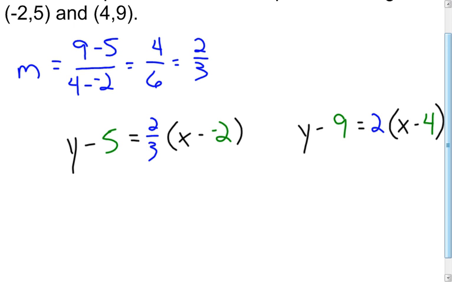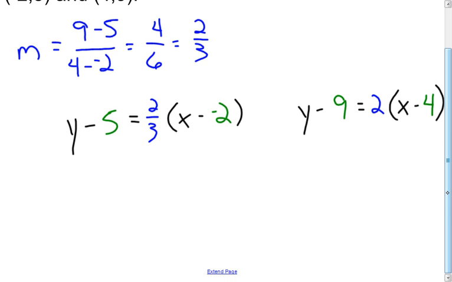And the reason that is, I would challenge you to take one of those equations, it doesn't matter which one, actually take both of them and solve them for y. In other words, get the y all by itself. And if you get the y all by itself, it'll be in slope-intercept form. When you do that, you're going to end up with y equal to 2/3 x plus 19/3.